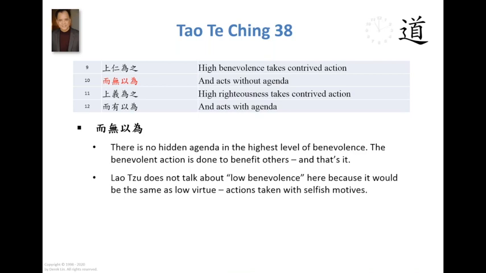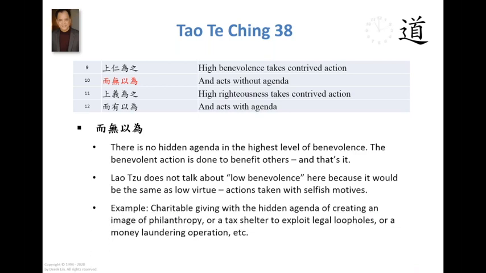Like what? Well, there's some examples. So think about charitable giving. That's certainly an act of kindness, but perhaps the giving is done with a hidden agenda of projecting this positive image of, I'm a good guy, I'm a great guy, I'm a philanthropist. Perhaps it is done with the agenda of creating a tax shelter to exploit legal loopholes, maybe a money laundering operation, if you have a criminal enterprise that requires money laundering.